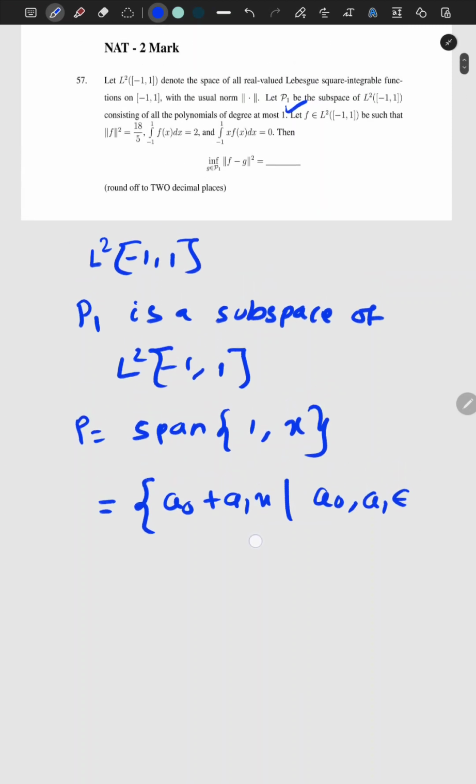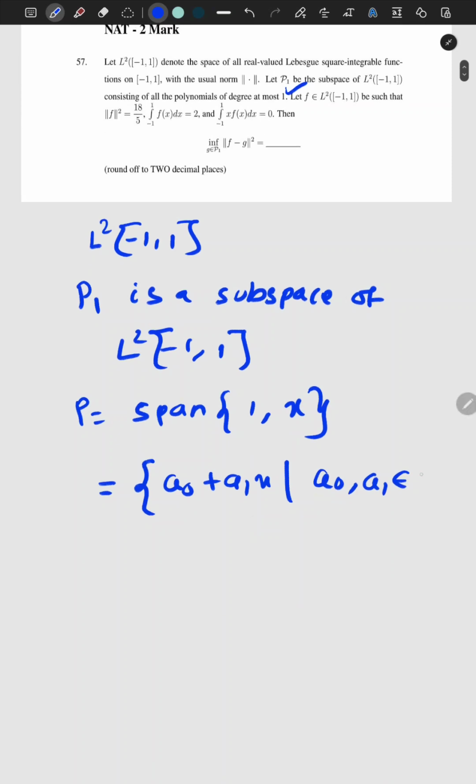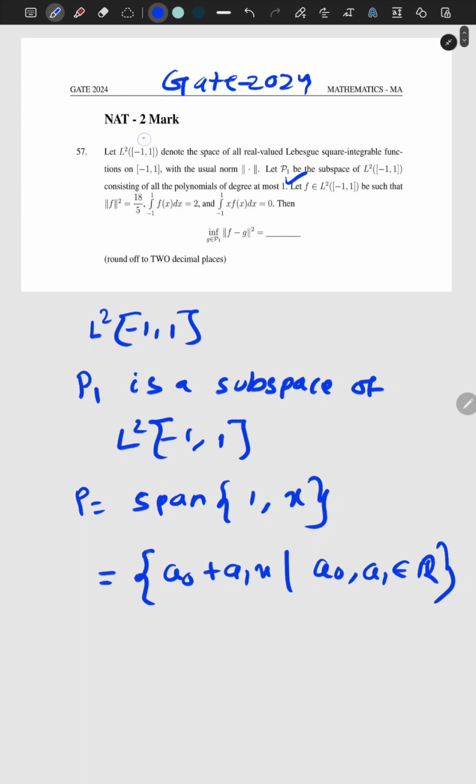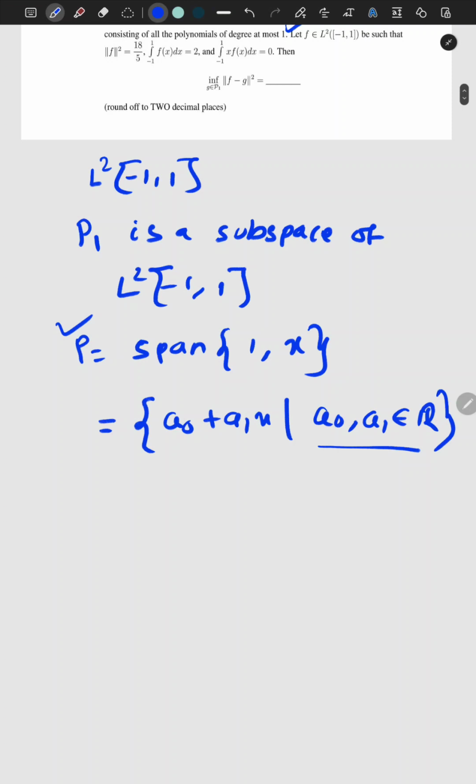the scalar field. What is the scalar field here? For simplicity we take R. Why have we taken R and not C? Because it is mentioned that L2 is a space of real valued functions. If it was complex valued, then we should take C. Because P1 is a subspace, it cannot contain polynomials with complex coefficients, since L2 is given as real valued functions. So the scalars are from the real numbers. I hope you all understood it.